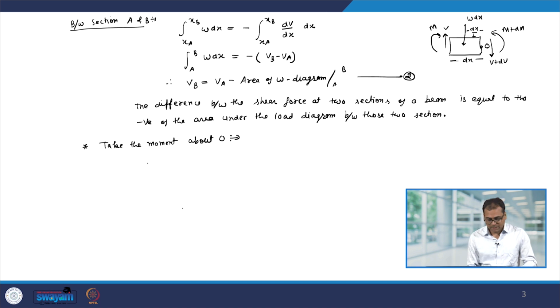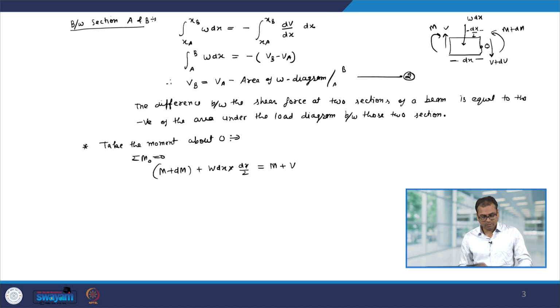So, again the moment equation has to be balanced. So, let us take the moment about O and put it equal to 0. Moment about O, V plus dV will not contribute. So, we have m plus dm plus W dx multiplied by the perpendicular distance which is dx by 2, equal to moment m plus force V multiplied by the perpendicular distance which is dx.